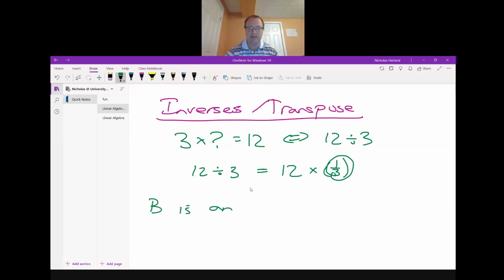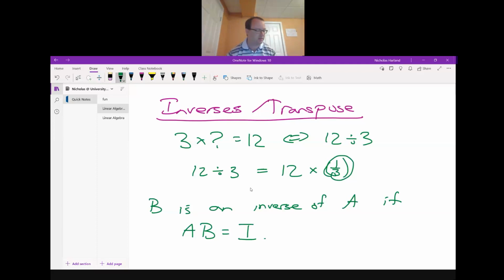B is an inverse of A if A times B is equal to 1. So again, feel free to pause the video and remind yourself what's the equivalent of being 1 in the matrix world. That would be the identity. So B is an inverse of A if A times B is equal to the identity.